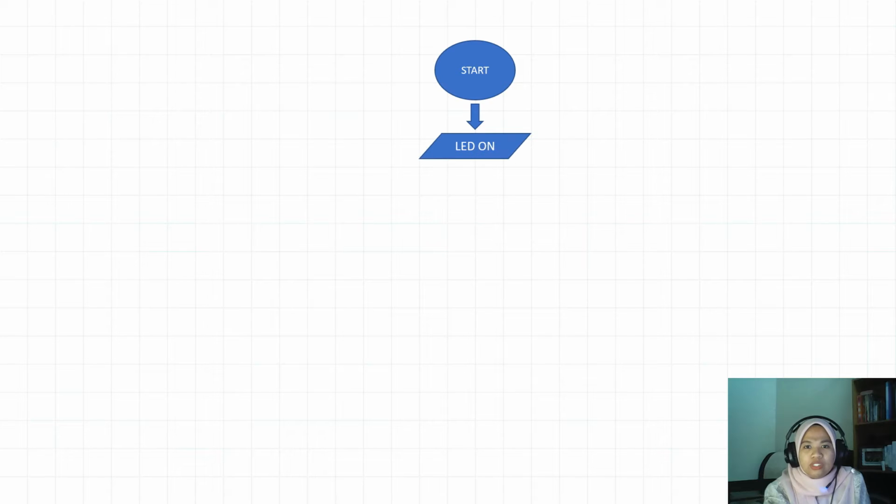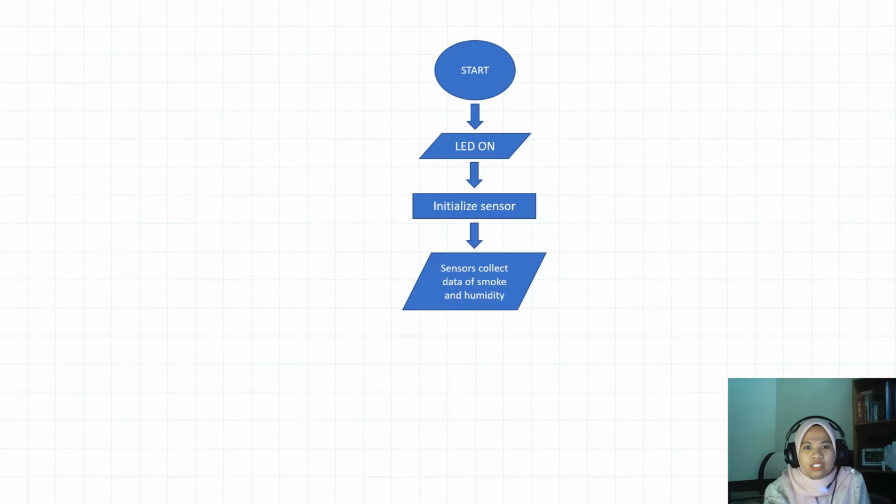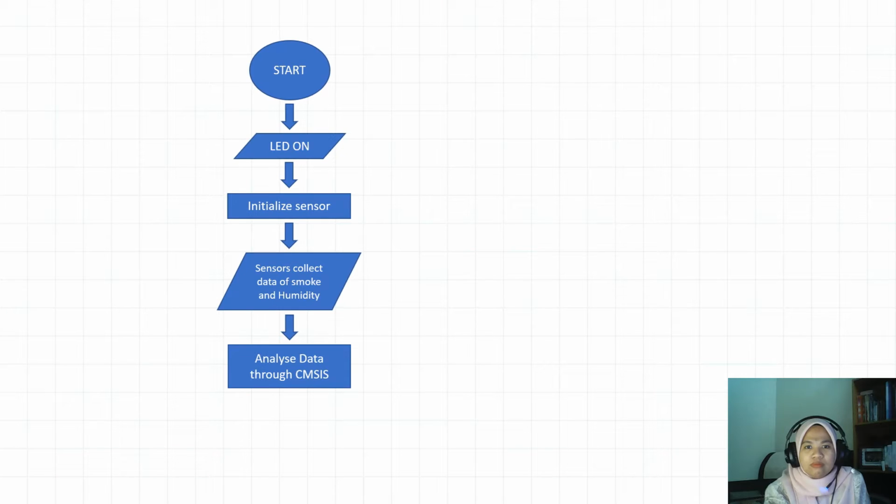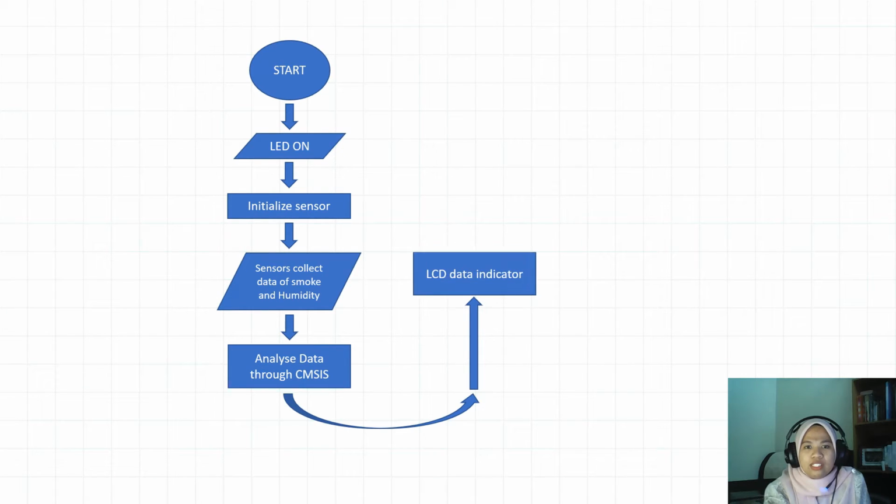This is the flowchart of our project. The system starts when the LED is on. First, the system will initialize the sensor. The DHT11 sensor will collect the temperature and humidity readings, and the data will be analyzed through CMSIS. The LCD will show the reading of the current collected data from the sensor.